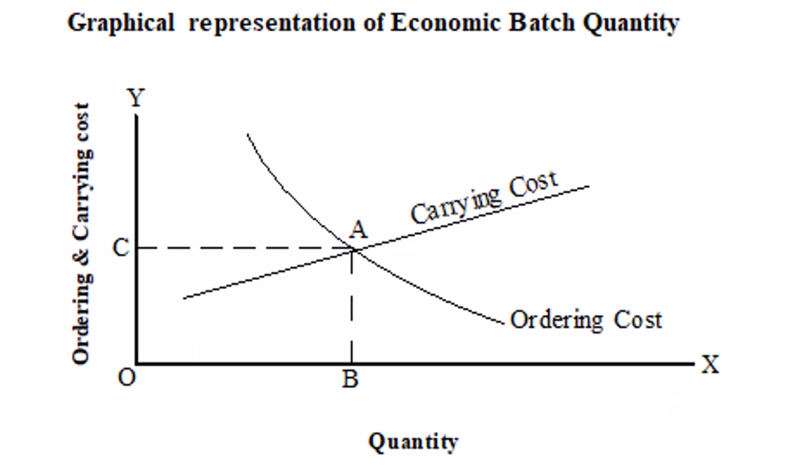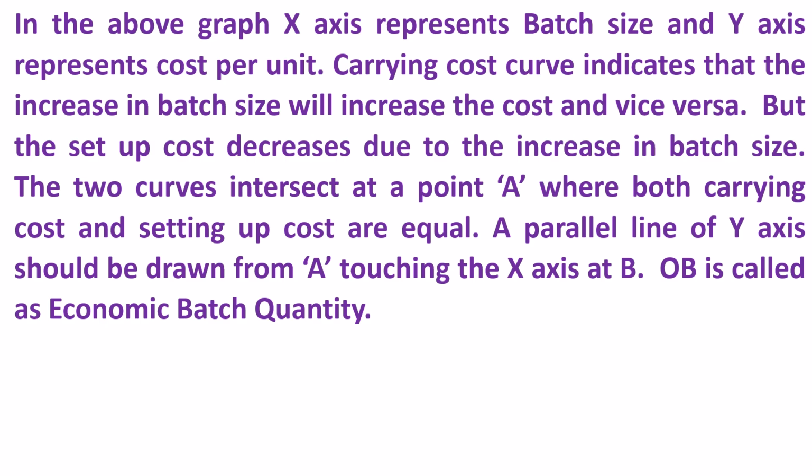Graphical representation of economic batch quantity is presented here. In the above graph, x-axis represents batch size and y-axis represents cost per unit. Carrying cost curve indicates that the increase in batch size will increase the cost and vice versa. But the setup cost decreases due to the increase in batch size. The two curves intersect at a point, where both carrying cost and setting up cost are equal. A parallel line of y-axis should be drawn from touching the x-axis at B. OB is called as economic batch quantity.